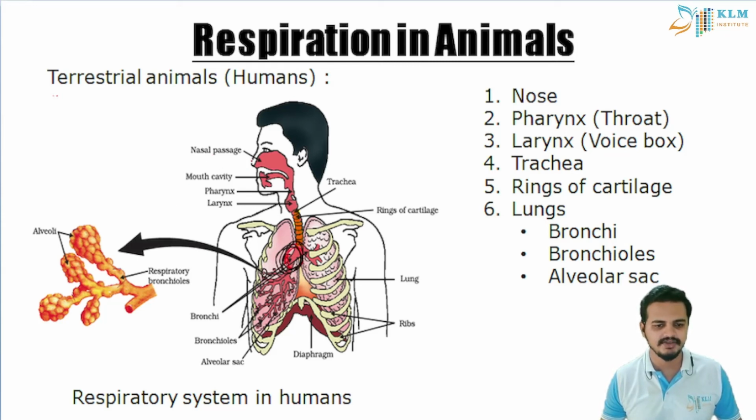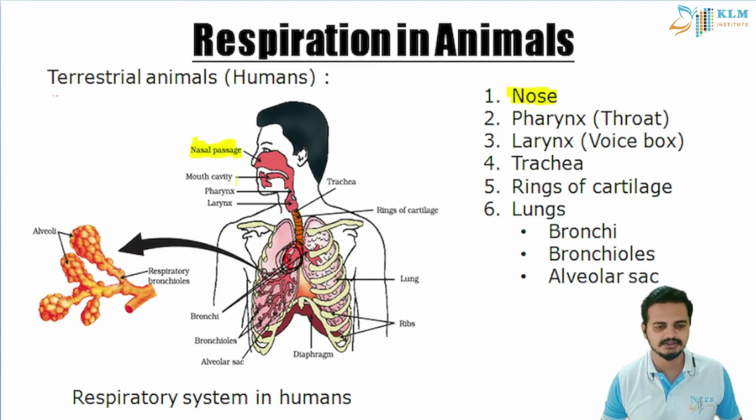This is a very complicated respiratory system. Some have a simple respiratory system. Today we are going to look into our respiratory system, that is of humans. So the first air enters into the nasal passage, that is the nose. I have listed down all the organs which we require in our respiratory system. So air enters into the nose.